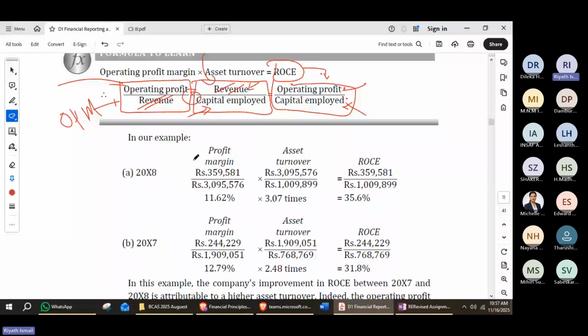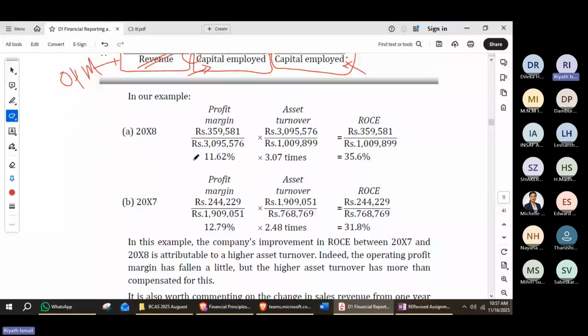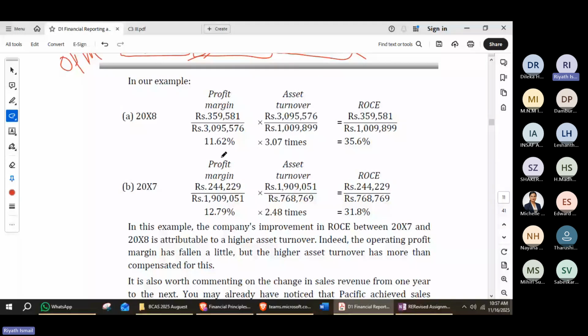In our example, in the financial statement, we can see profit margin in 2018 is 11.62 and asset turnover is 3.07. Then return on capital employed, you can see is exactly what we got earlier. Also, you cancel this one and this one. This is operating profit. This is total assets. You can get this value.